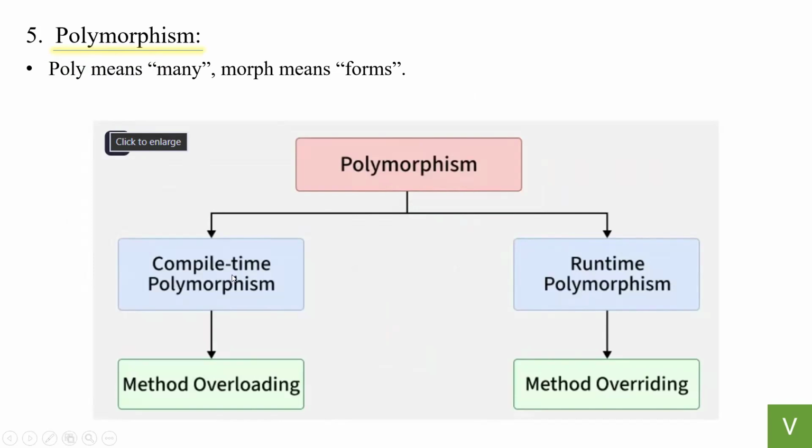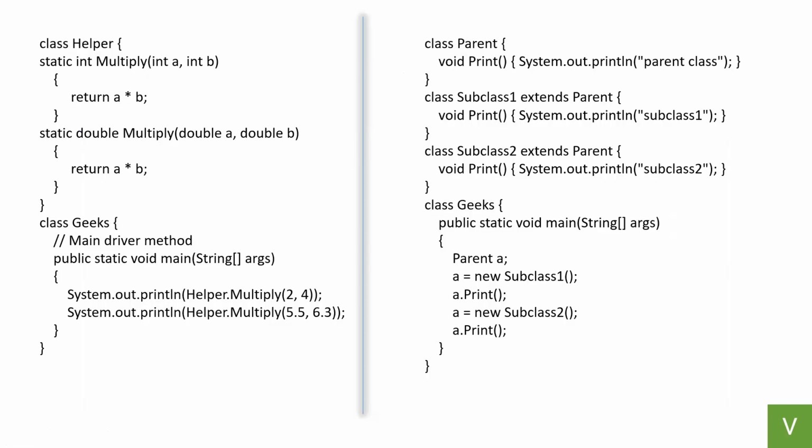Compile time polymorphism can be achieved by method overloading, whereas runtime polymorphism can be achieved by method overriding. So blindly remember, polymorphism consists of two types, compile time and runtime. Runtime starts with R, so method overriding. Compile time polymorphism consists of method overloading. Now let us understand what is meant by method overloading and method overriding with a sample code.